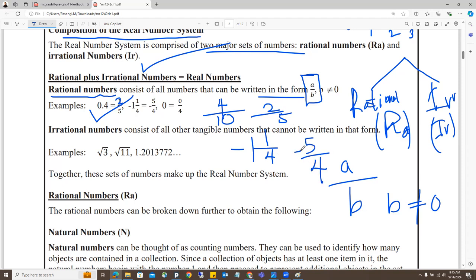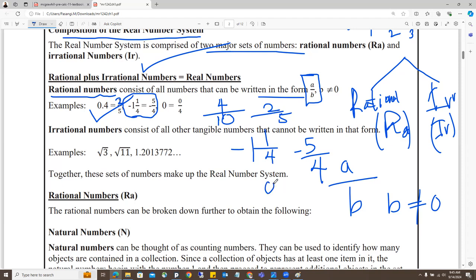But this is a negative number. So again, this whole number can be written as a fraction, and the denominator is also not equal to zero. Because of that, this number also belongs to the rational numbers.